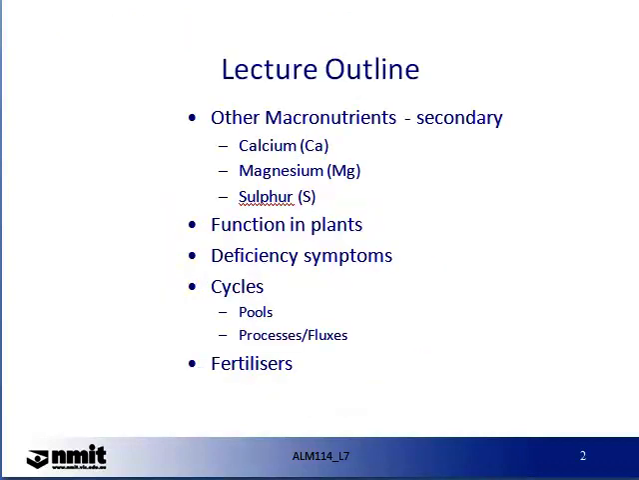Calcium, magnesium and sulfur are all secondary macronutrients. They are considered secondary macronutrients because they are less commonly yield limiting than the primary macronutrients, nitrogen, phosphates and potassium, which we covered in lectures 6 and 7. Yet they are required by crops in relatively large amounts.